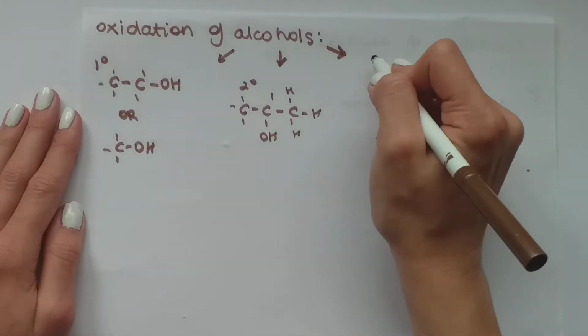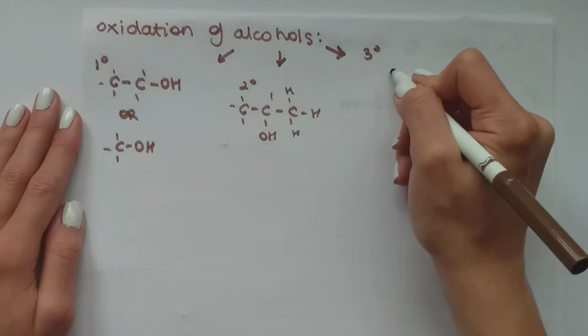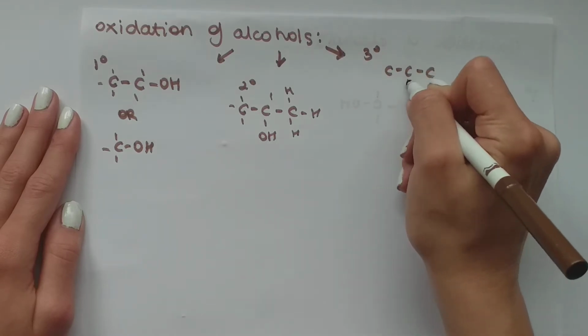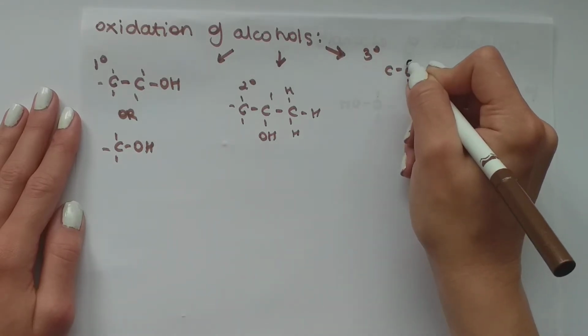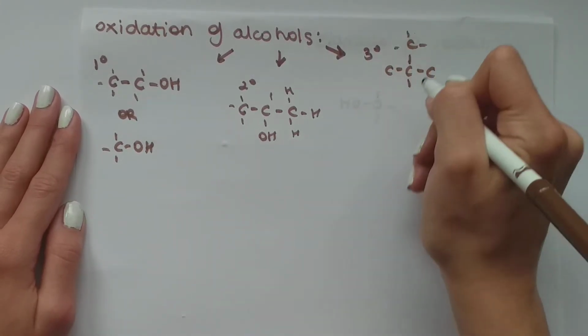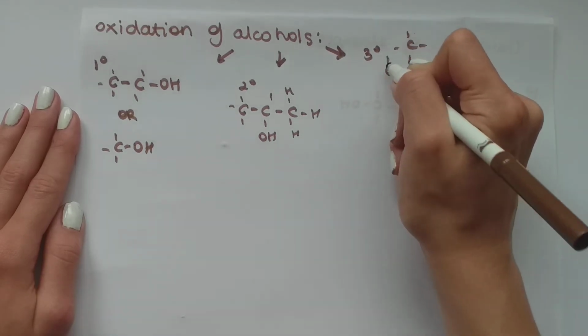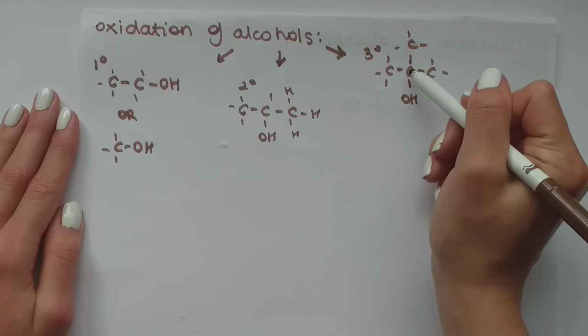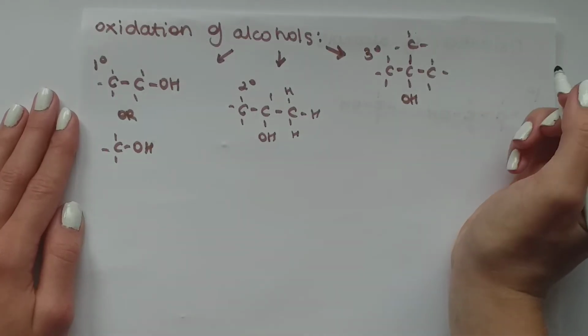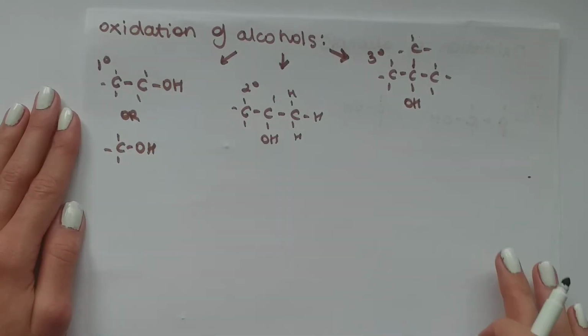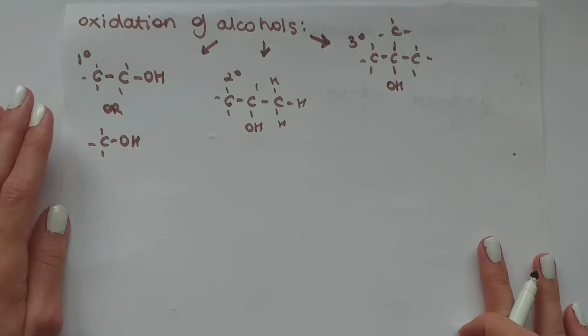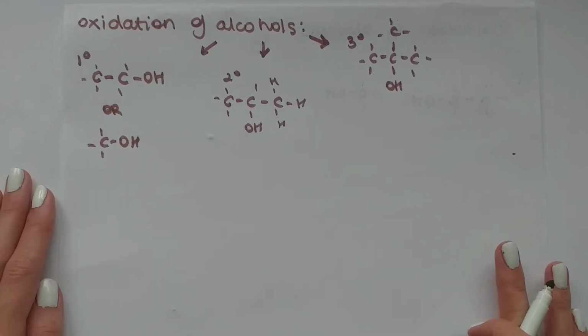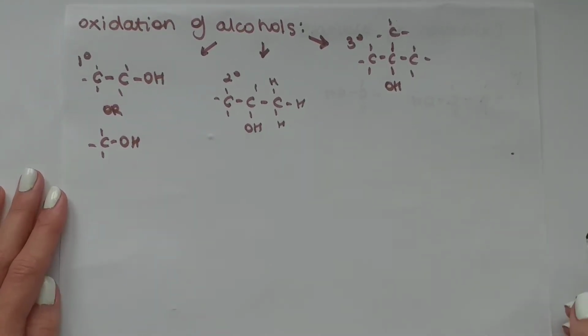And lastly we have a tertiary alcohol, where the OH group is connected to a carbon which is then bonded to three other carbons. Those are the three types of alcohols that you need to know for your exam. And now let's go into the oxidation of these alcohols.